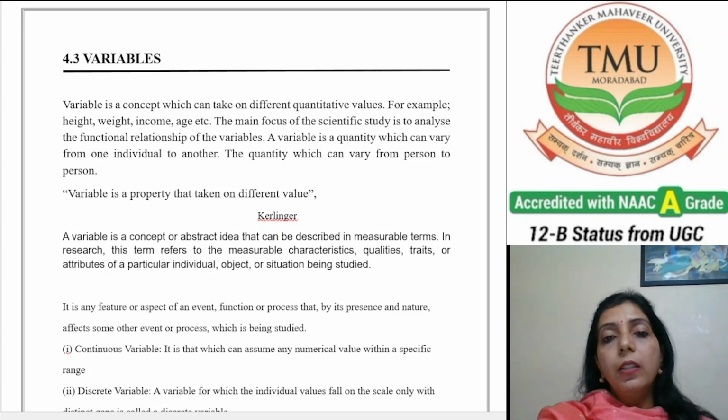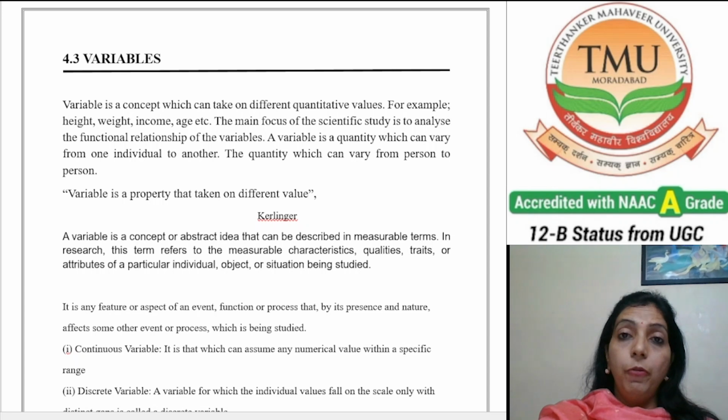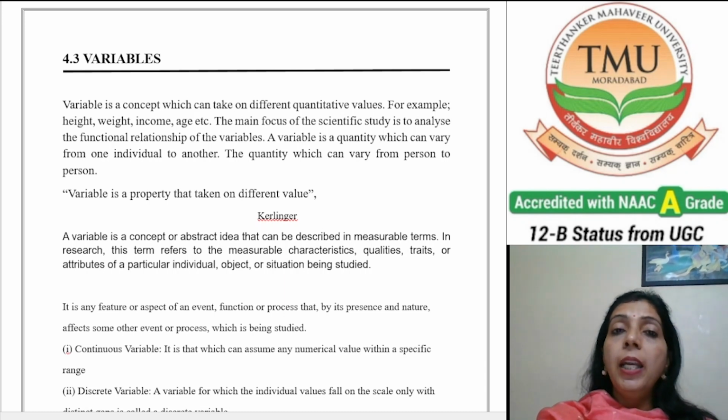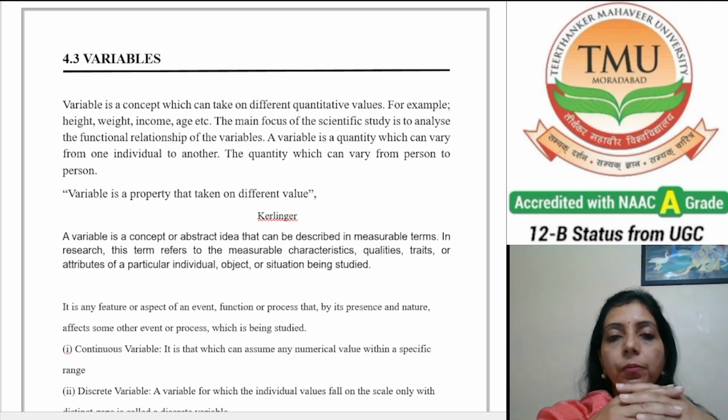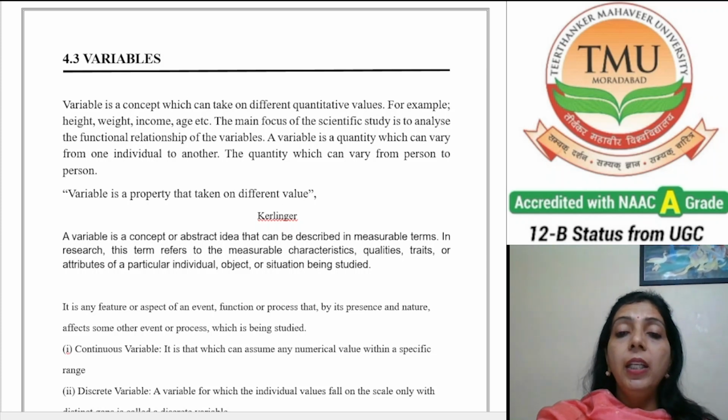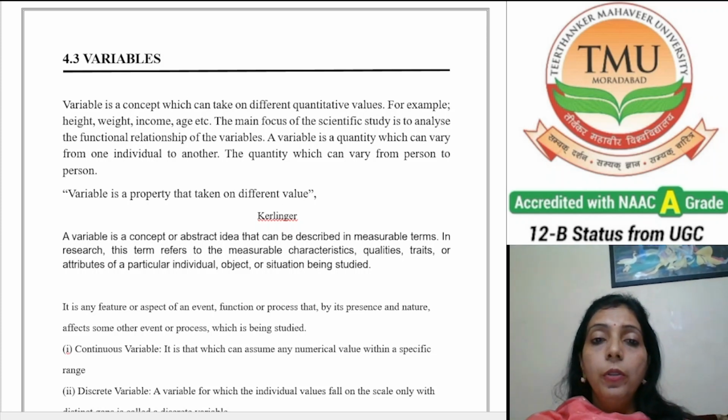For instance, age can be considered a variable. Why? Because age group will vary. Age can take different values for different people or for the same person at different times. Similarly, height can be considered a variable because a person's height can be assigned a value.